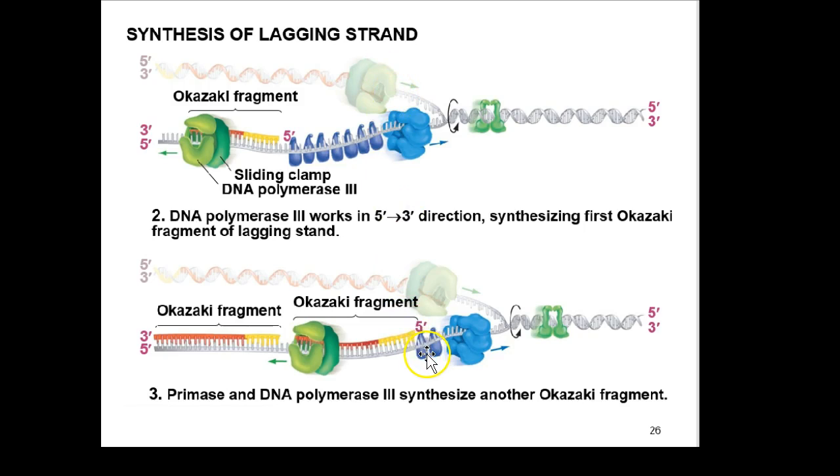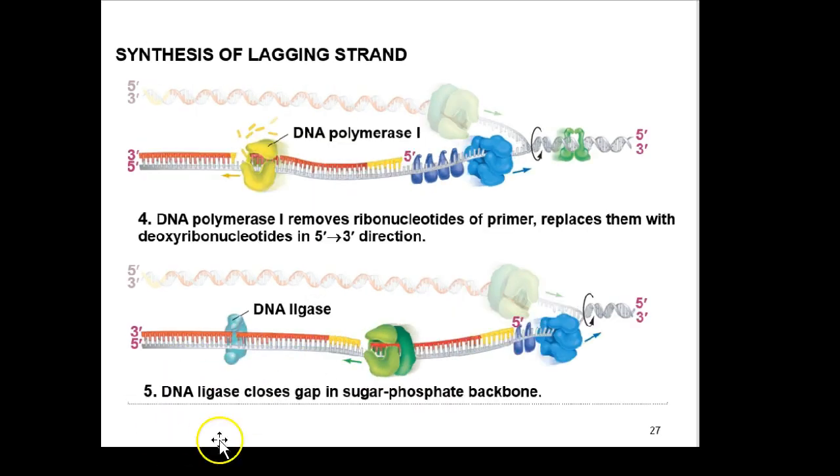So we've got a primer and then synthesis. We had a primer and synthesis. So this was synthesized, and then a moment later it skipped up and started again. Primase worked to make an RNA primer, and then DNA polymerase III continued from the primer all the way up to this first primer region. Each of these is referred to as an Okazaki fragment.